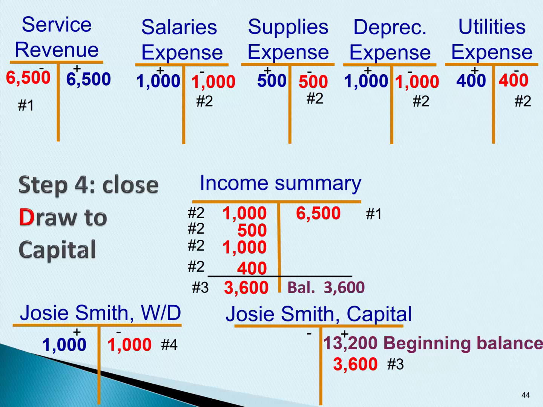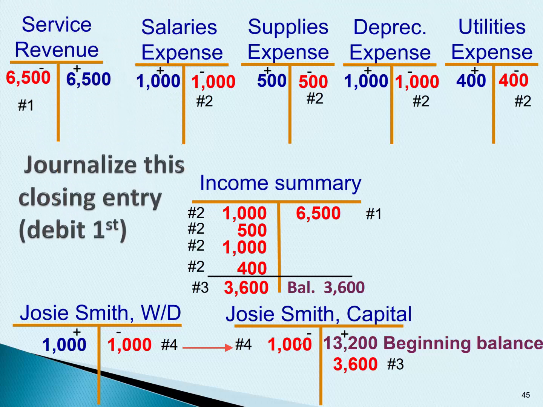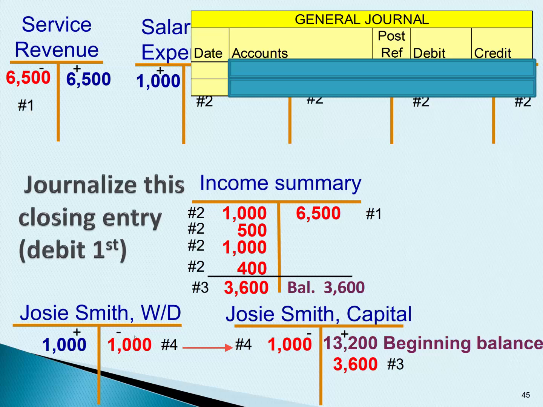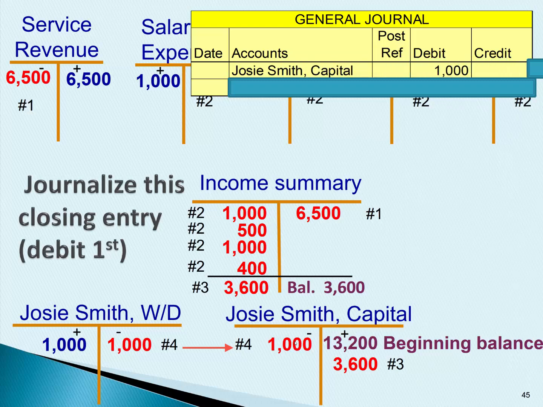So that's my credit. And where do we close draws to? Well, draws affect capital. So we've got a $1,000 credit, so we must debit the capital account. And that makes sense. How do withdrawals affect capital? They make capital go down, so that's why the withdrawals are on the minus side for capital. And then we need to journalize this fourth step. And notice we have to do the debit first, so capital is the debit. And then we credited the withdrawal account.